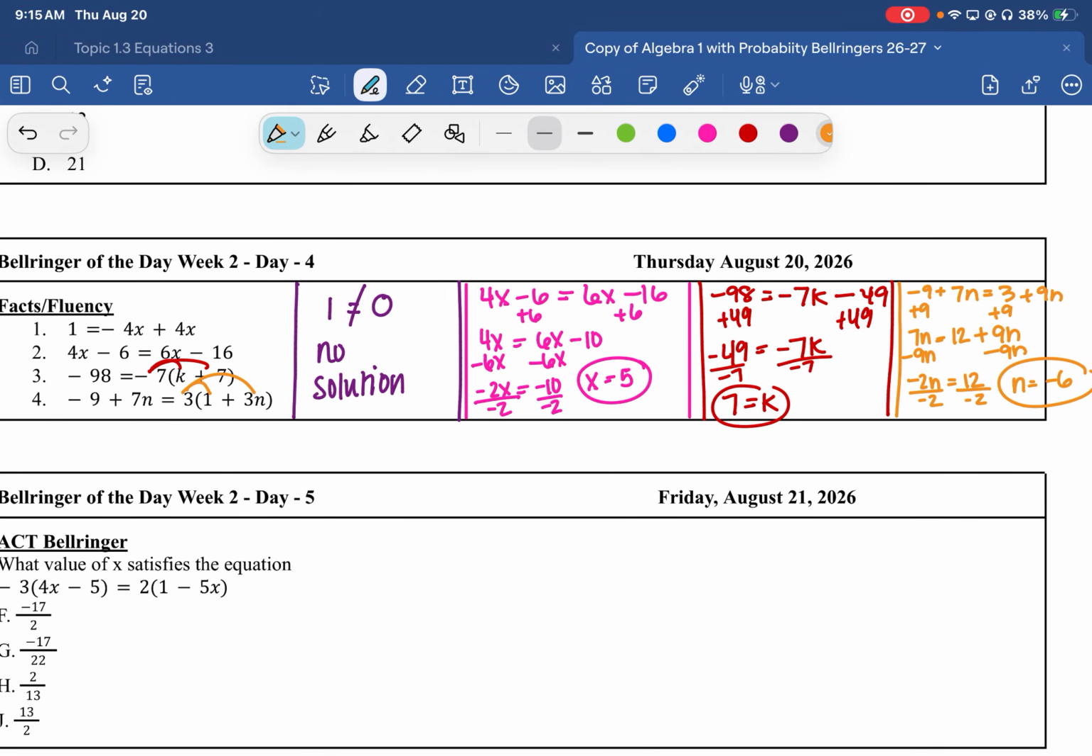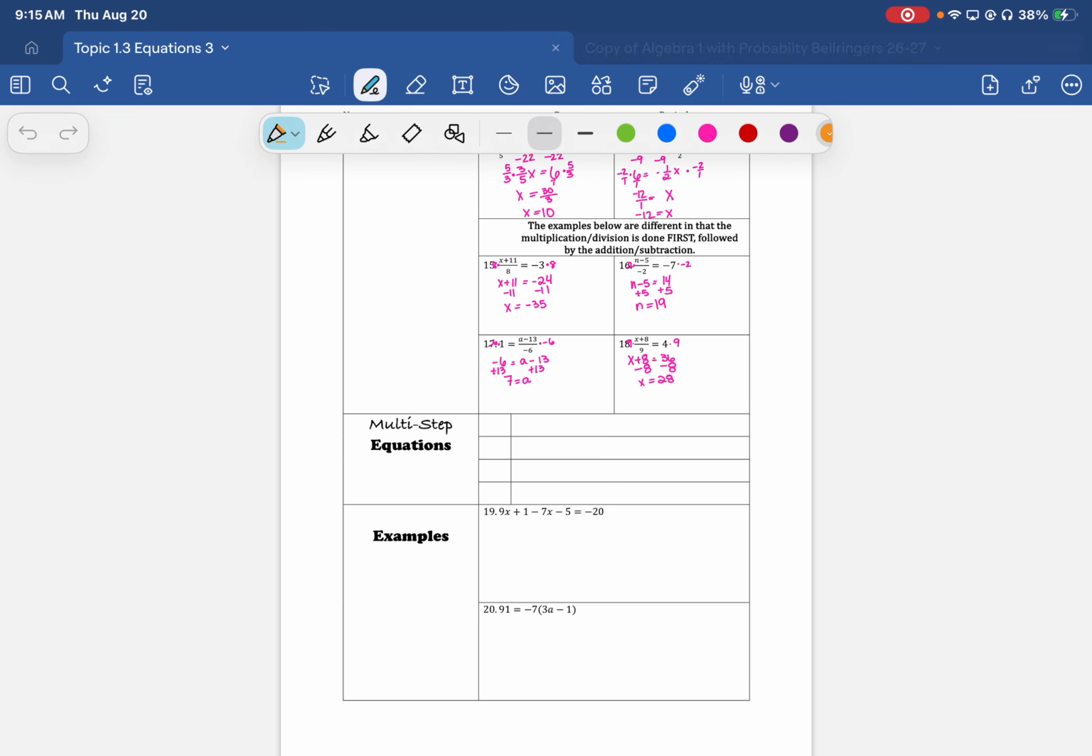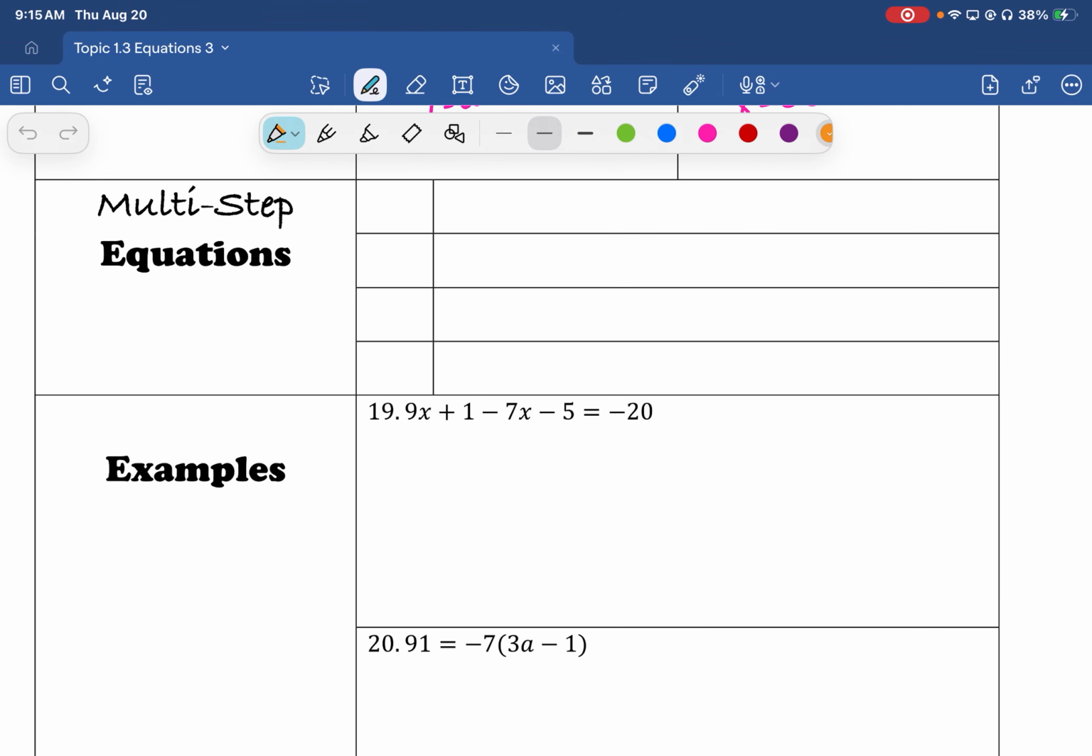All right. So we went over our bell ringers. Now we are going to switch to our notes from yesterday. We are going to pick up with multi-step equations. For multi-step equations, what we start by doing is we will start by distributing anything that needs distributing. That's the first thing we'll do for any multi-step equation. So step 1 is going to be to distribute if necessary.